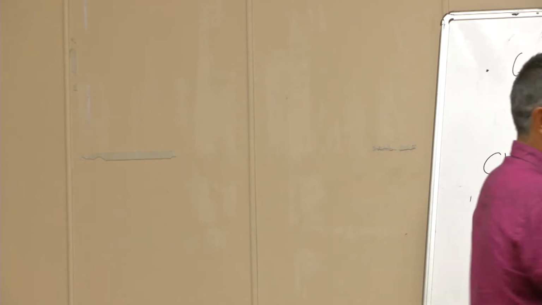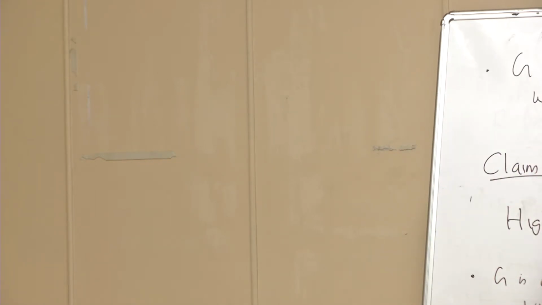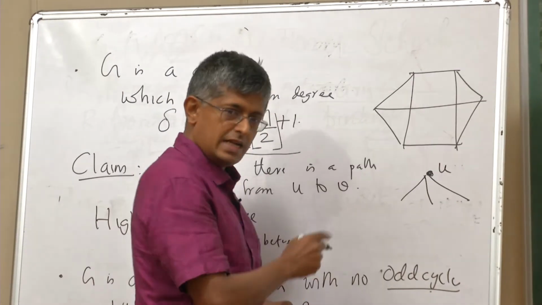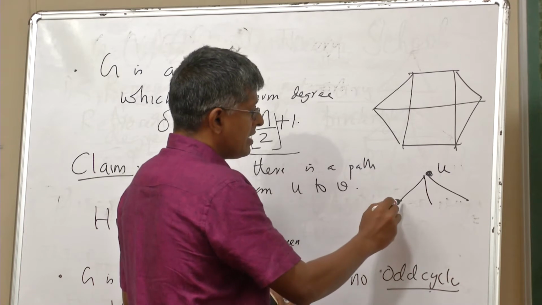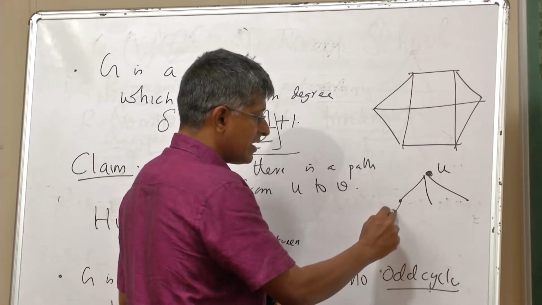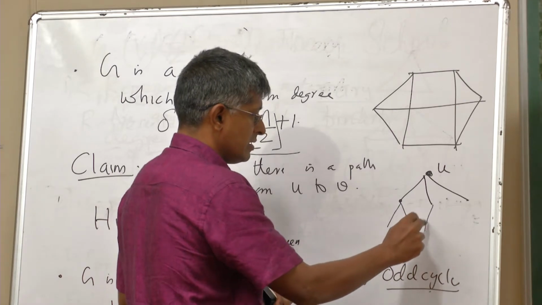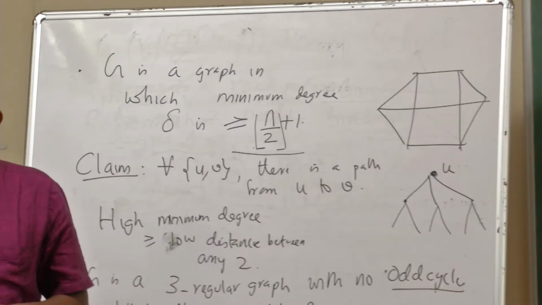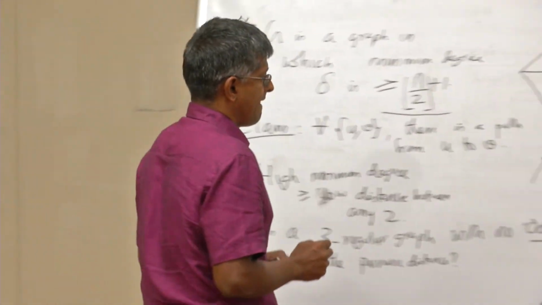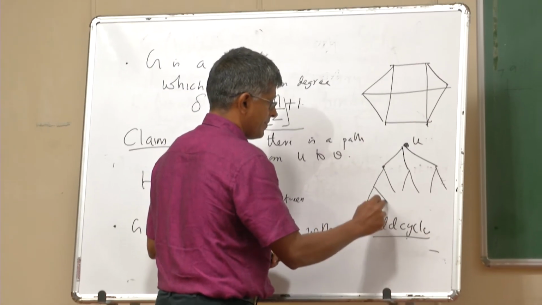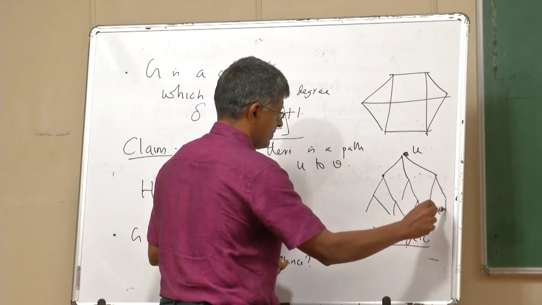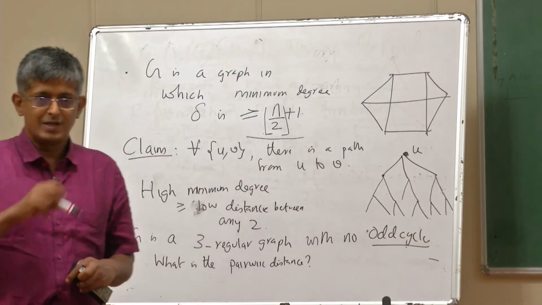Start at an arbitrary vertex u. This is the reasoning. Write down its 3 neighbors. It has only 3 neighbors. Then you list both the 2 neighbors of each of these, and so on.